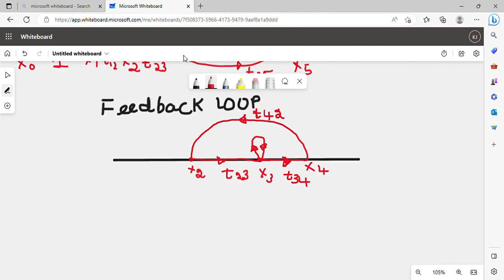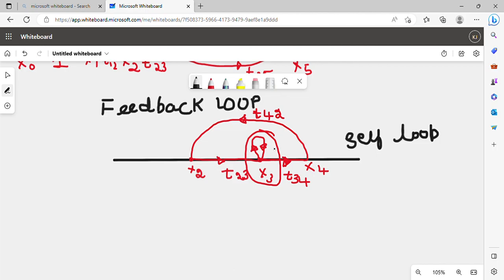Now the next one is the self loop. A feedback loop consisting of only one node is called a self loop. So this x3 is my self loop here, because this feedback loop consists of only one node. The feedback loop consisting of only one node is called a self loop.